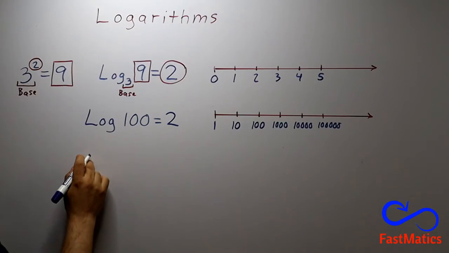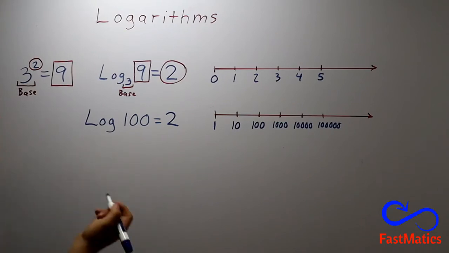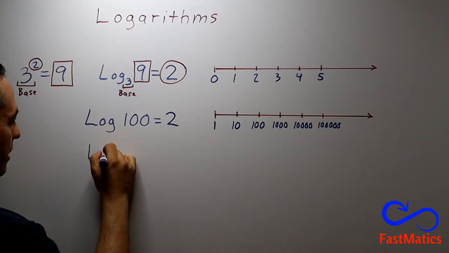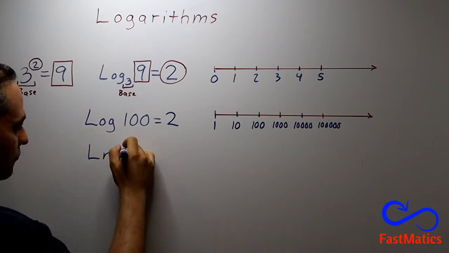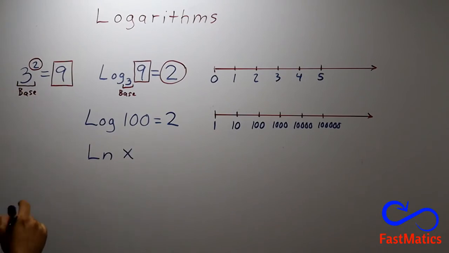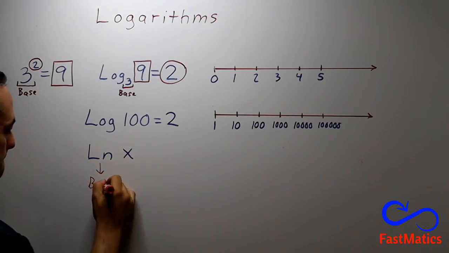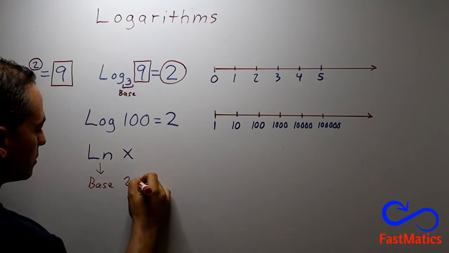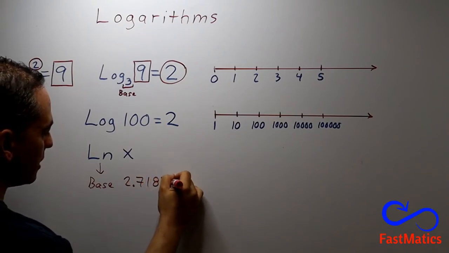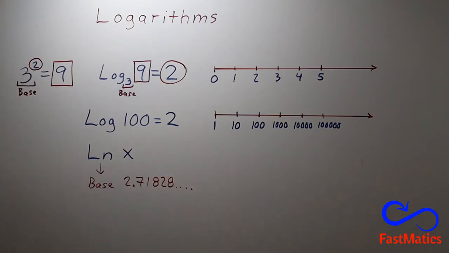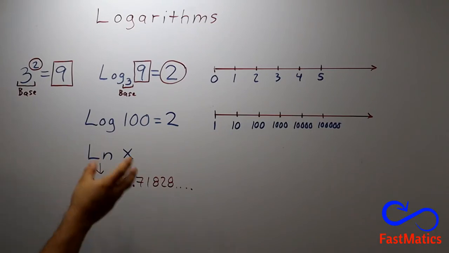Another thing, we have natural logarithms or Neperian logarithms. That is ln of, for instance, x. If you have ln, the base will always be 2.71828, etc. In another video, we are going to explain why we have this number. But it is like pi. You must memorize it in order to work with natural logarithms.